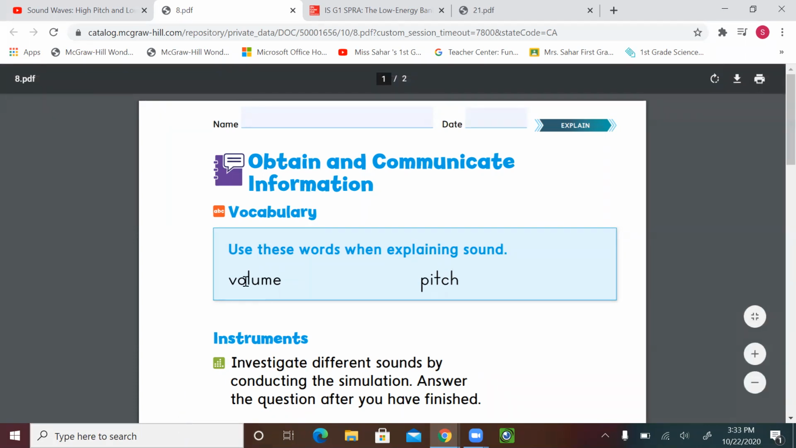All right, today we'll be learning something not new, we hadn't before, but we will be using it today. So this is gonna be the new words that we're gonna use for this lesson. It's volume and pitch. Let's listen to the explanation.